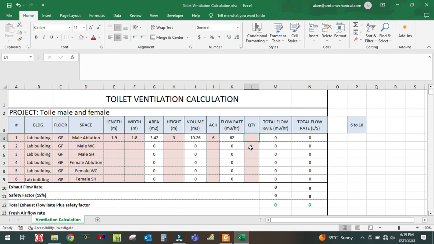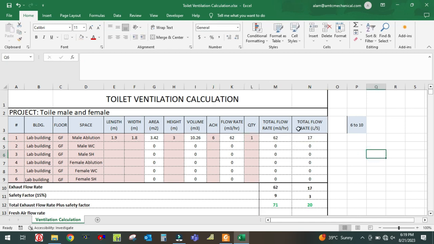And the quantity of toilet is 1. If you enter this quantity, you will get the total flow rate here, which is the quantity into flow rate. So the quantity is 1. If there are 2 toilets, simply enter 2 here and you will get the total flow rate in cubic meter per hour.